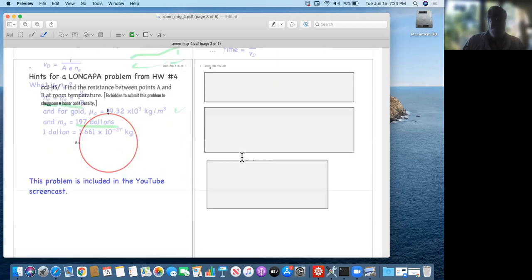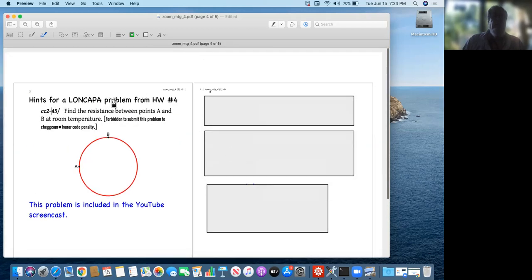All right, so that was another problem from homework assignment 4. Here's another problem from homework assignment 4. This is another problem from the textbook, one of the problems at the end of the chapter, in chapter 25. You have a current which is coming in at some point A and going out at some different point B.